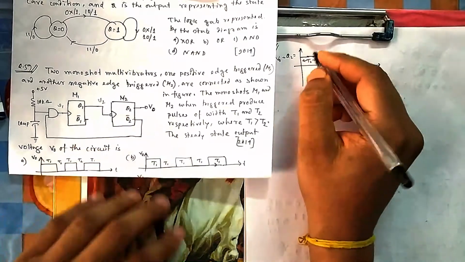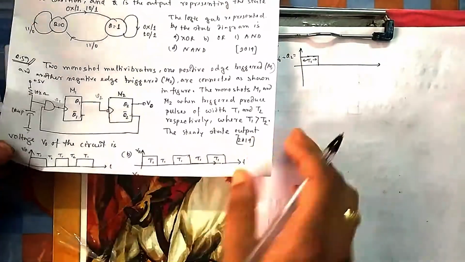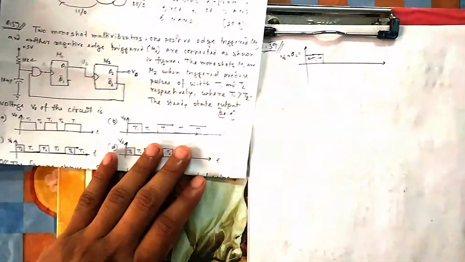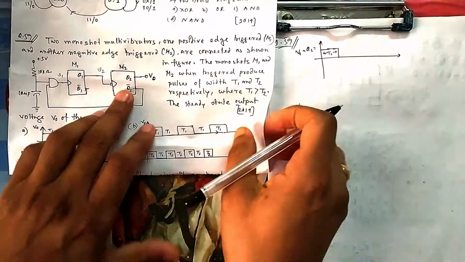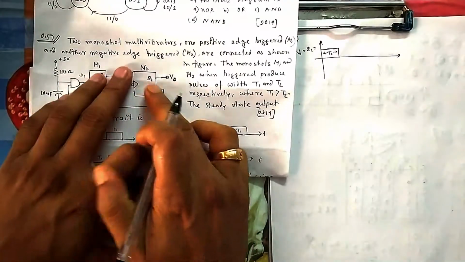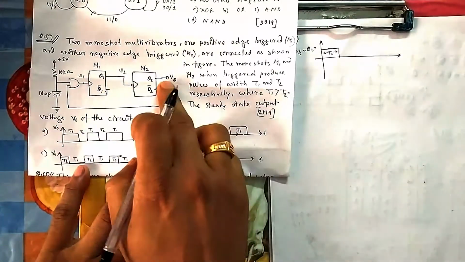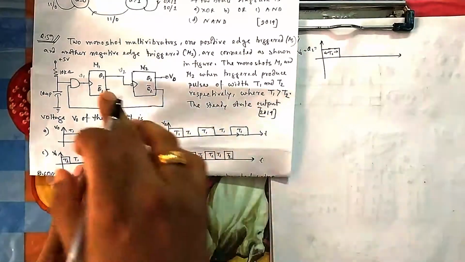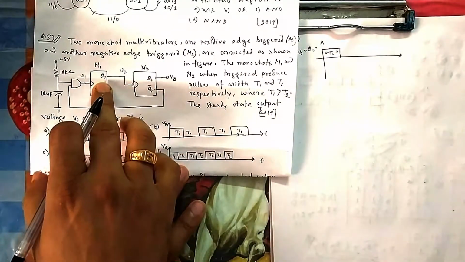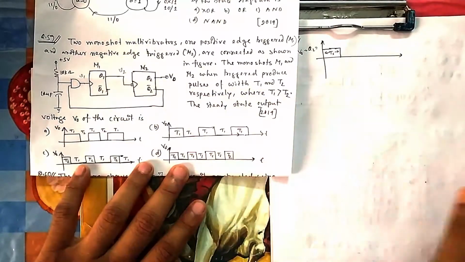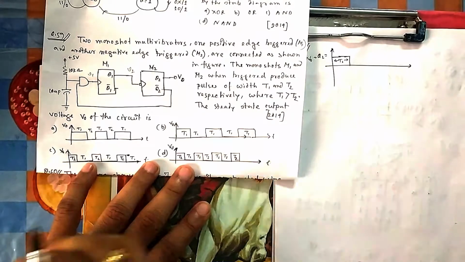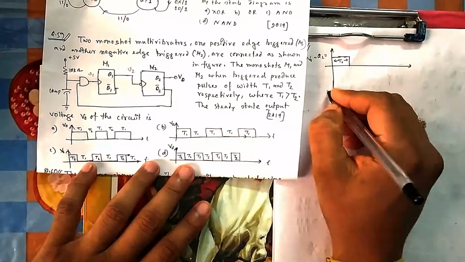From here only you can eliminate some options. Option A is eliminated, option B is eliminated. So out of options C and D, one will be the answer, because it will hold its state, because it is a monoshot. We have already seen one question on monoshot. It will hold whatever state it gets, high for T2 time, then high for T1 time. That is the duration they have given, and T1 is greater than T2. After that it will come to 0.